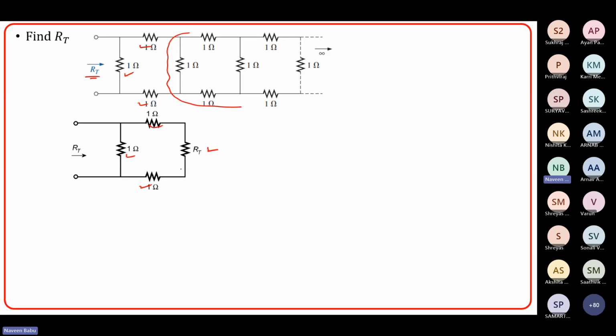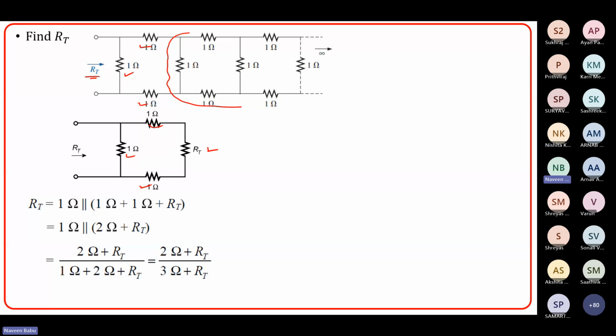Now if I simplify, this RT plus 1 will be in series and that combination will be in parallel with 1, which will be equal to RT. So I will be getting a quadratic expression, right? So RT is 1 parallel to 1 plus 1 plus RT, which is nothing but 2 plus RT. So RT will be 1 multiplied by 2 plus RT upon 1 plus 2 plus RT, which is 2 ohms plus RT upon 3 ohms plus RT.